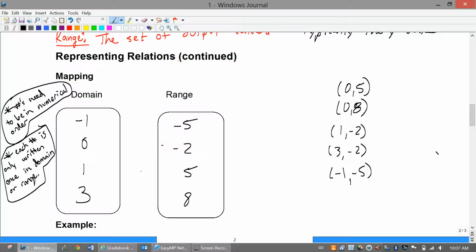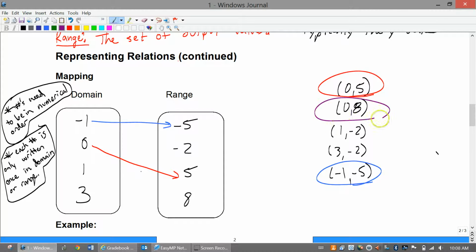Okay, now for the actual mapping part of it. If we look at our ordered pair, we have -1 going to -5. So I'm going to draw an arrow from -1 to -5 to represent that's how they map from one to the next, based off of that ordered pair right there. Then I'm going to take the next, 0. 0 maps to 5, so I'm just going to draw an arrow from 0 to 5, saying 0 maps to 5, or 0 is connected to 5.